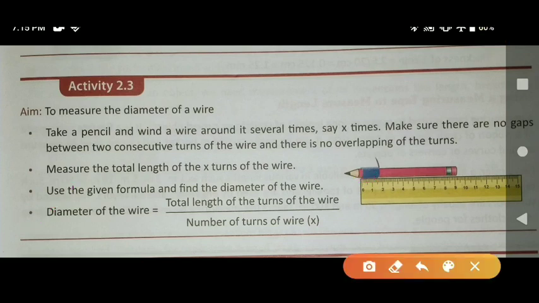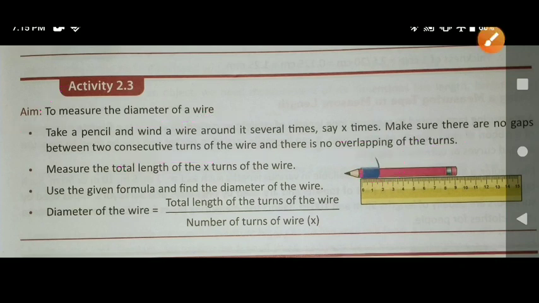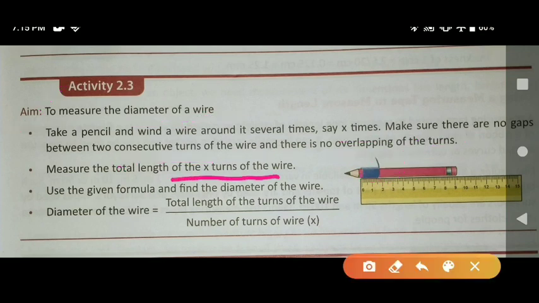Okay, please revise it. To measure the diameter of a wire, take a pencil and wind the wire around it several times, x times, maybe 4 times, 5 times, 10 times. Make sure there is no gap between two consecutive turns and there should not be any overlapping. Each turn should be complete. Measure the total length of x turns.